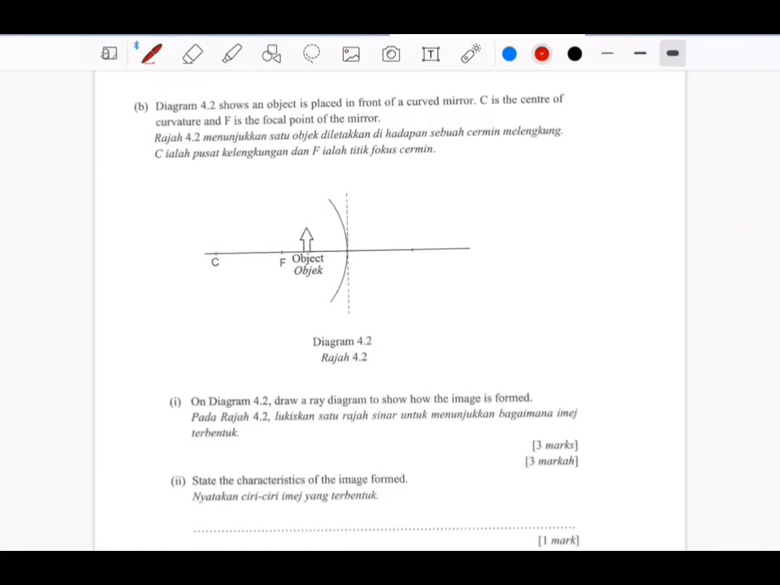The first one, when the ray is parallel to the principal axis, this will be reflected, converge at the focal point. So another one is when the ray passes through the center of curvature, the ray will be reflected in opposite directions. We can see that these 2 rays are diverging, getting wider and wider. So we can back extend the virtual ray.